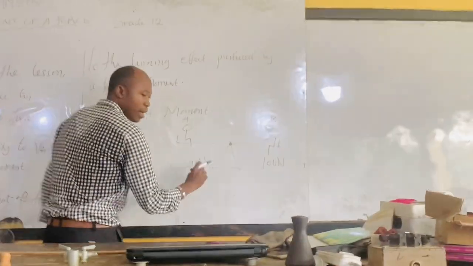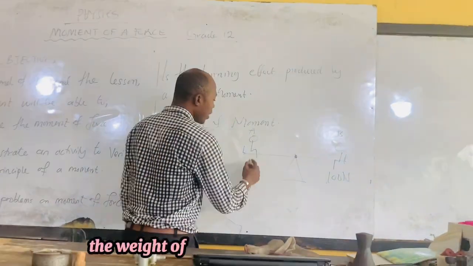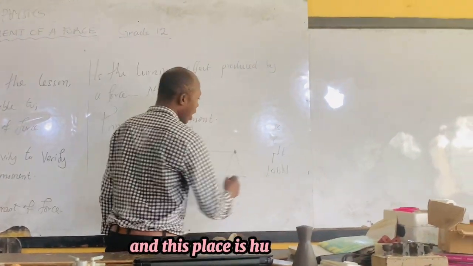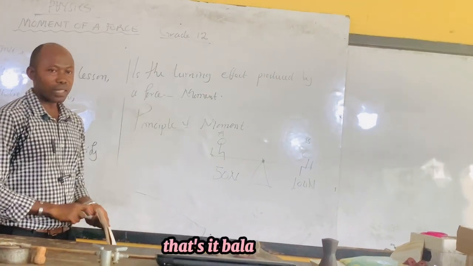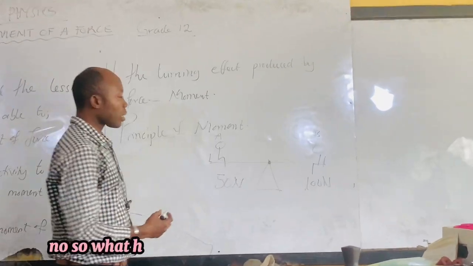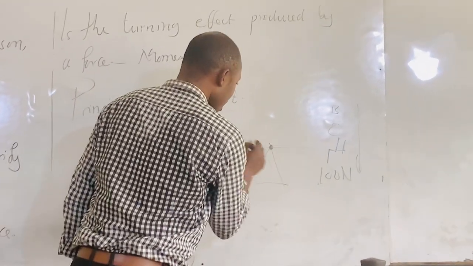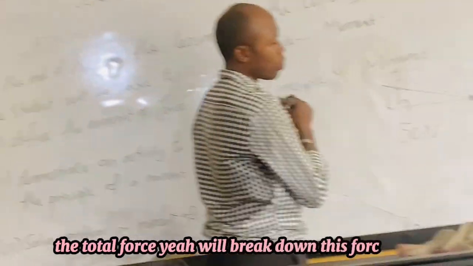But if the weight of this person is 50 newtons and this place is 100, does it balance? No. So what happened? This force will outweigh it. The total force here will be heavier than this force.